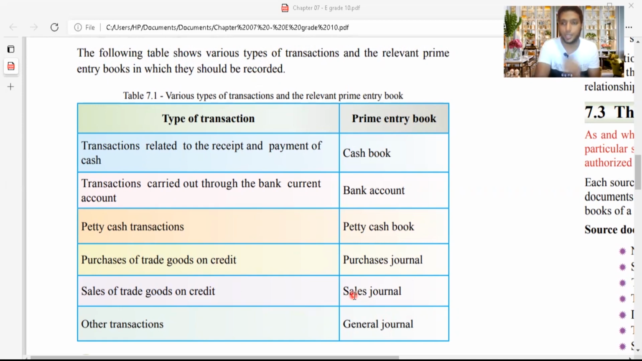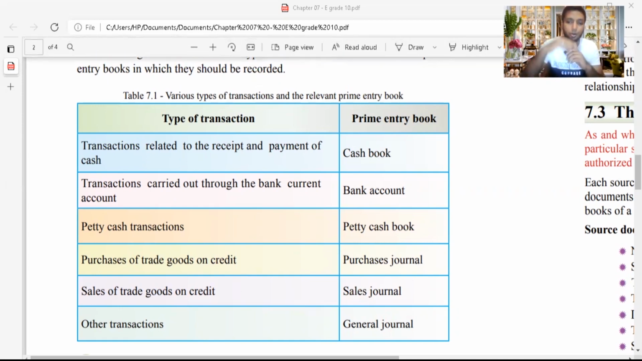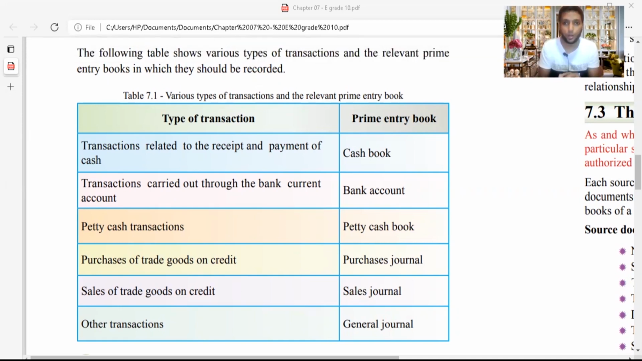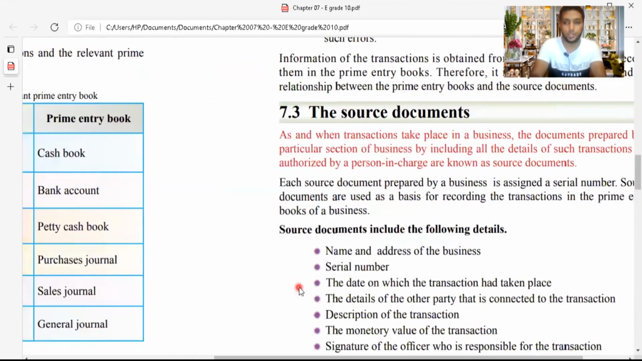And the next part is other transactions. Any of the above transactions that cannot be recorded in a particular place, we say we should record under the general journal. So you need to understand one thing, guys. If you can record it in the cash book, in the bank account, in the petty cash book, purchase journal, or sales journal, fine; where you can't record, that particular area is known as the general journal. Wherever you can't record, we say it is the general journal. So let's move on to the point we want to discuss.